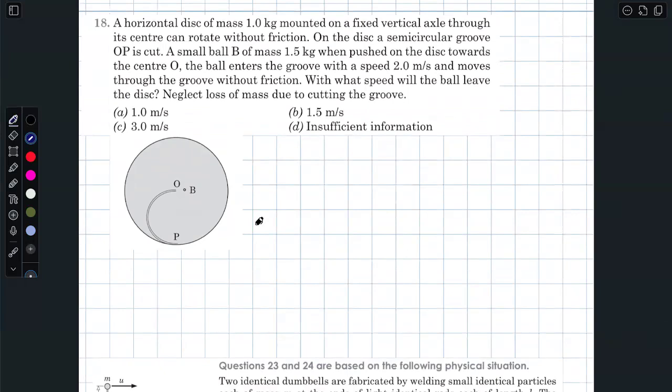A horizontal disc of mass 1 kg is mounted on a fixed vertical axle through its center and can rotate without friction. On the disc, a semicircular groove OP is cut. A small ball B of mass 1.5 kg, when pushed on the disc towards the center O, enters the groove with a speed of 2 meters per second and moves through the groove without friction. With what speed will the ball leave the disc? Neglect loss of mass due to cutting the groove. Good question.